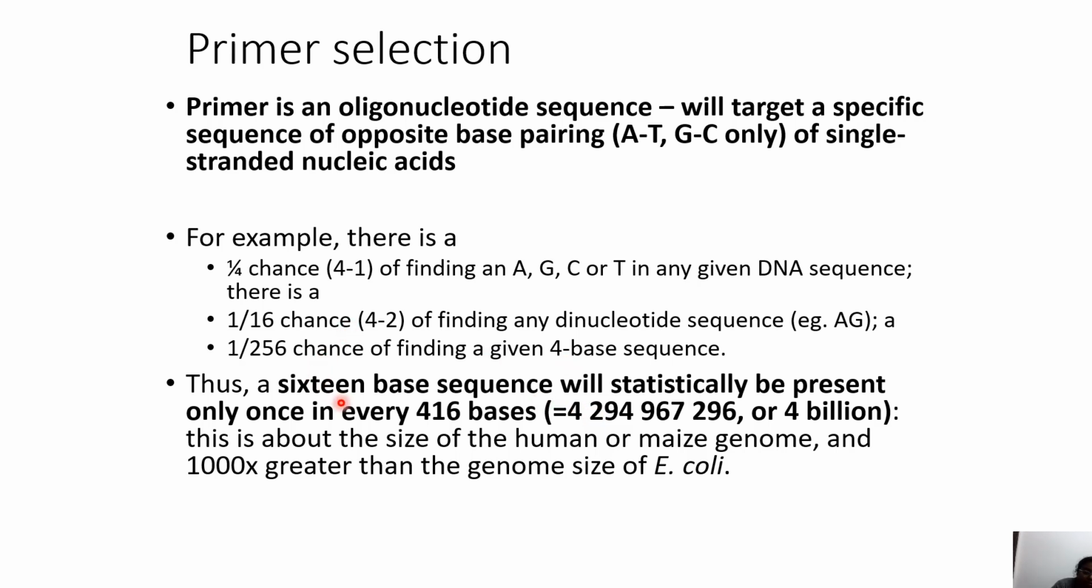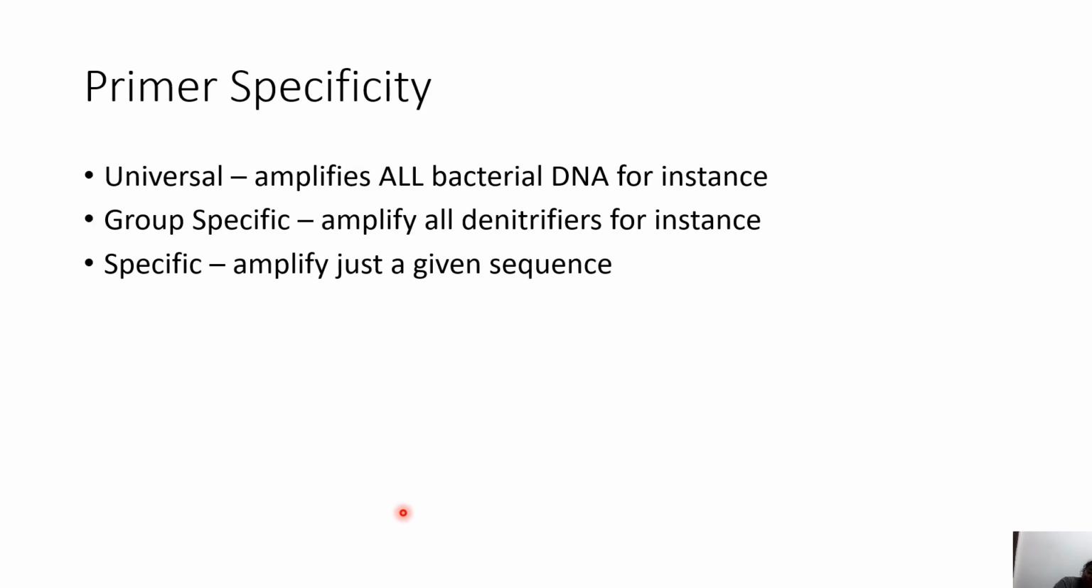So this is about the size of the human or maize genome and 1000x greater than the genome size of E. coli. So primer specificity: universal means amplifies all bacterial DNA, for instance. Group specific means amplify all denitrifiers, for instance. Specific means amplifies just a given sequence.